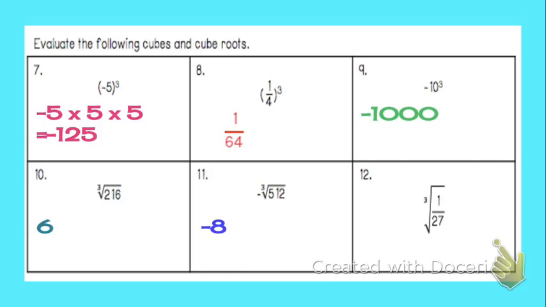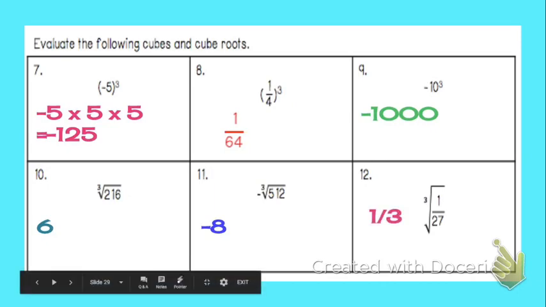And then number 12, this is a fraction, so we're going to say the cube root of 1/27. So what is the cube root of 1? It's 1. And the cube root of 27 just happens to be 3. So we get 1/3.